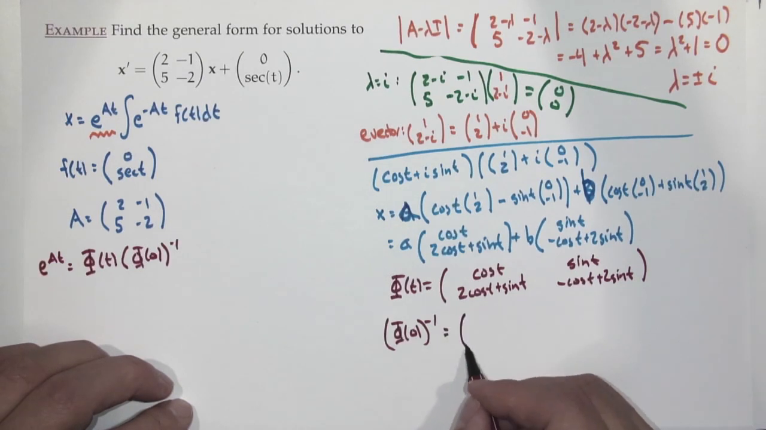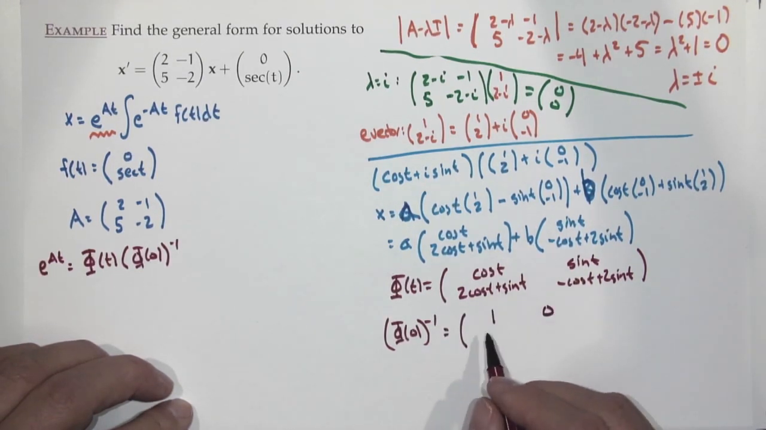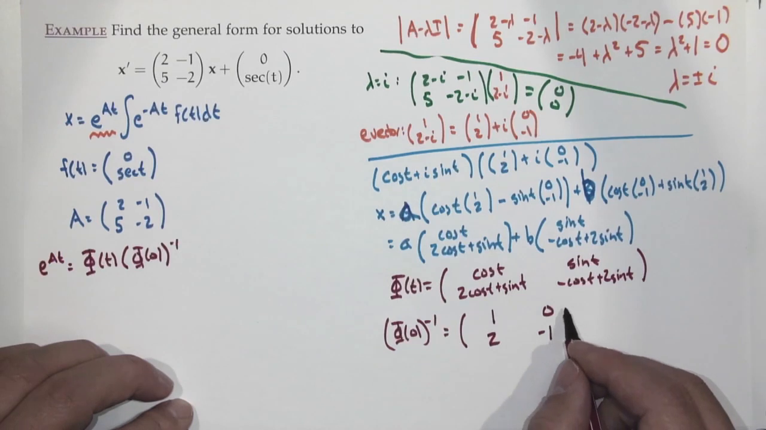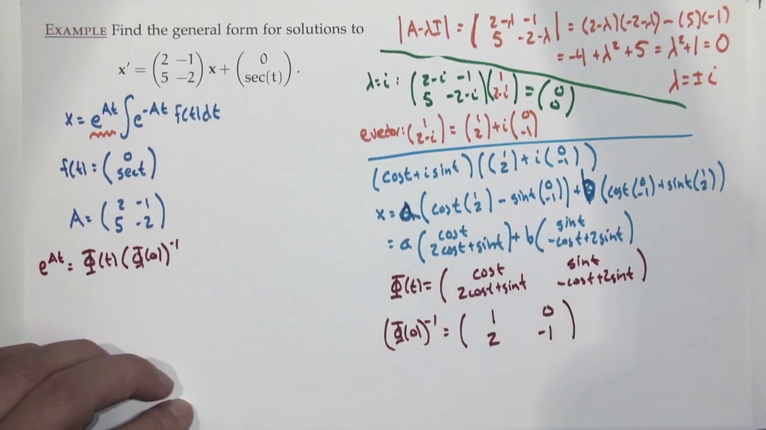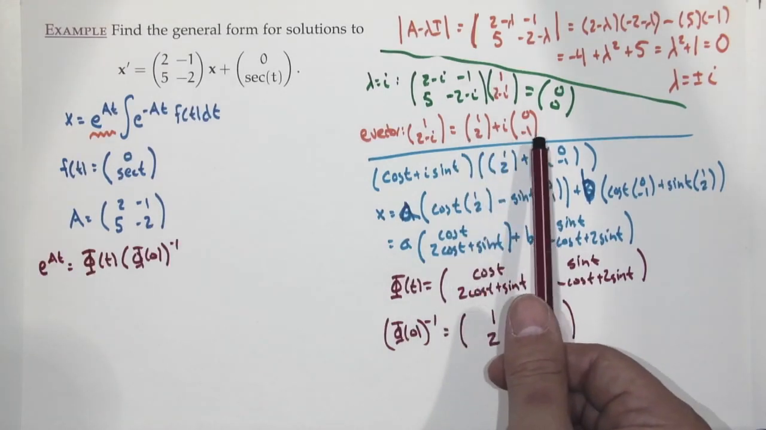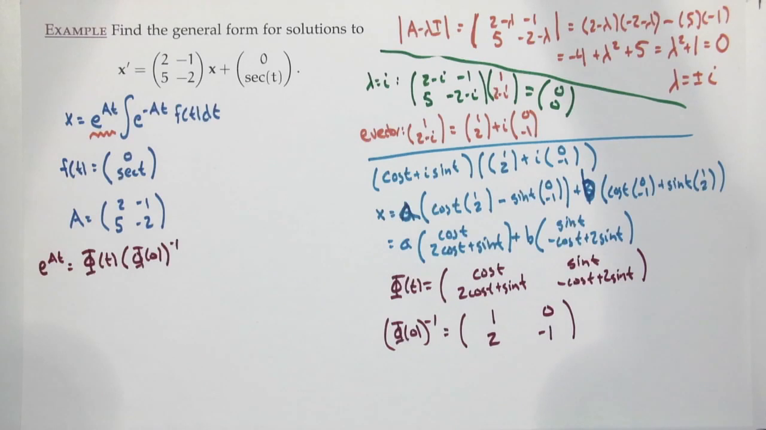So we plug in 0. Everywhere you see a cosine goes to 1. Everywhere you see a sine goes to 0. So you get 1, 0, 2, minus 1. And you probably are thinking, whoa, those look familiar. We've seen these before. Where have you seen those before? What do you think? Coincidence? No. Not a coincidence.